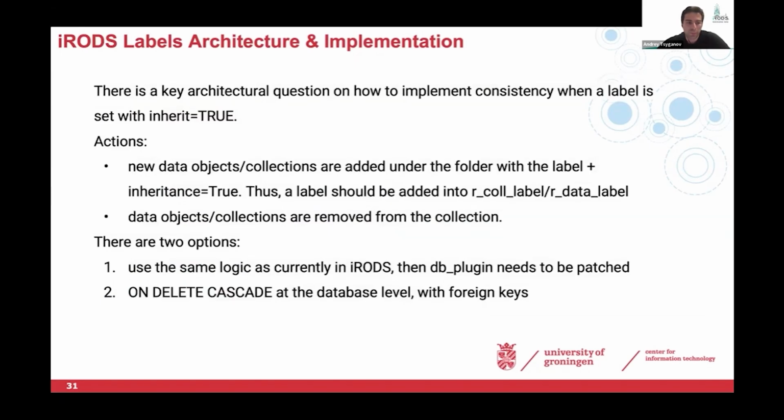So then, how does it work? There's a key architecture question on how to implement consistency. Because if you have inheritance true, then you need to recursively call the objects. And there are two options, effectively, as I said: either use modifications in the DB plugin, or on delete cascade, for instance, in case of deletion. And that's an architecture decision. In this case, for the demo, I used the DB plugin change.